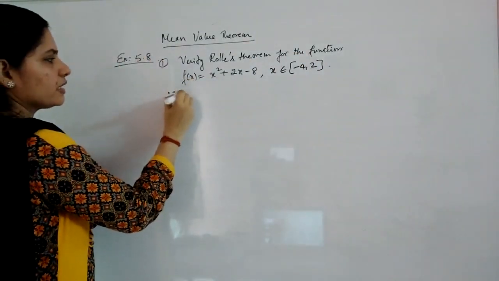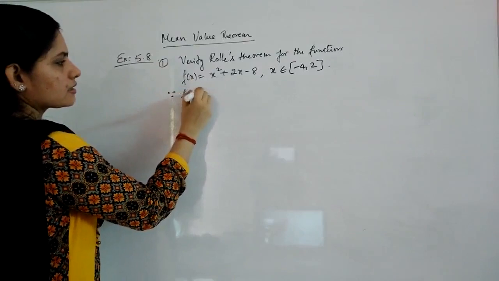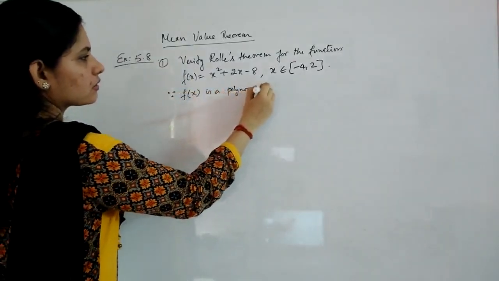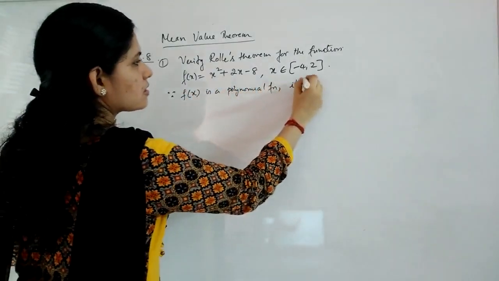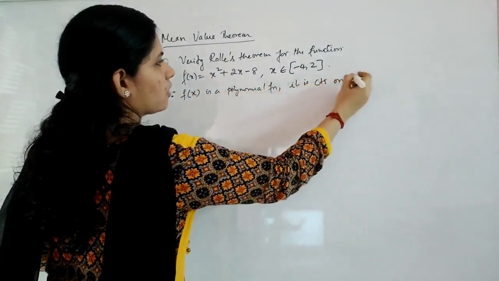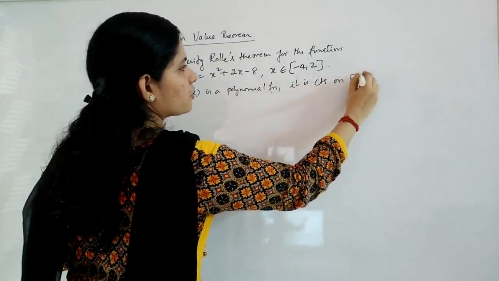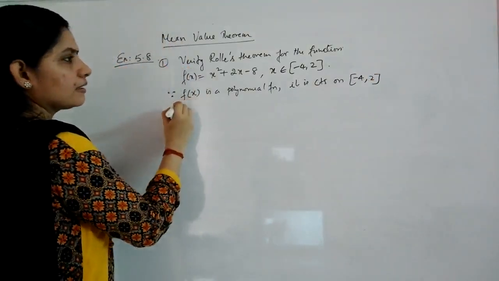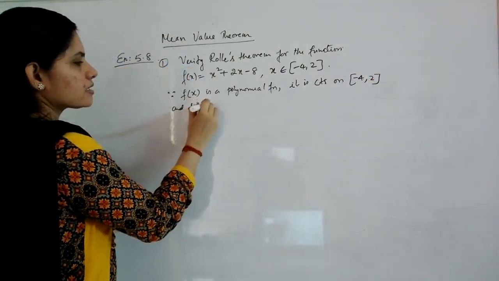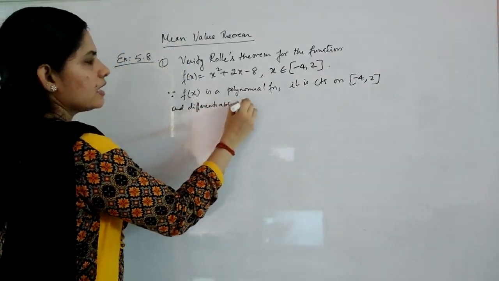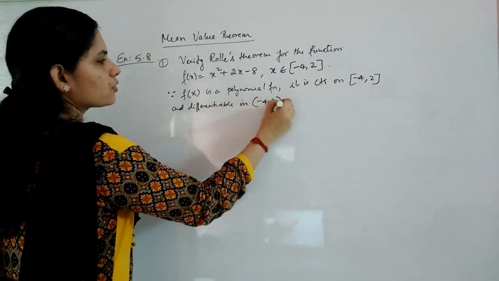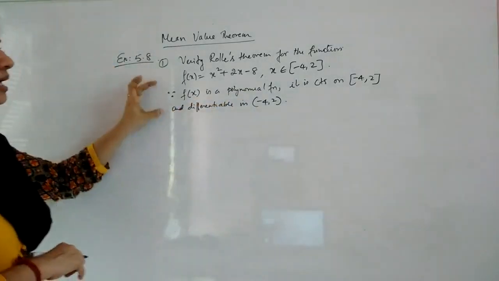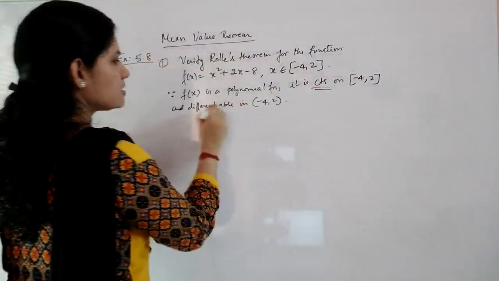What we have to say, first point is, since f of x is a polynomial function, it is continuous on the closed interval minus 4, 2. And differentiable in the open interval minus 4 comma 2. Polynomial function as a reason is enough to say that it is differentiable also. Okay, so you got 2 points, it is continuous and it is differentiable.